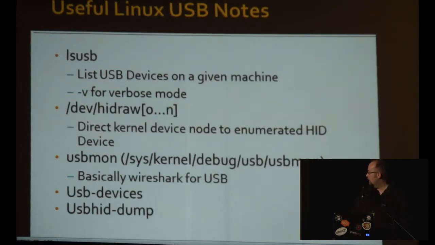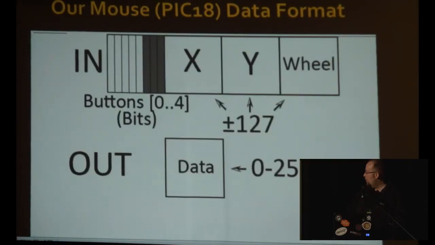The nice thing about this is the data stream that results from the direct kernel, the direct enumerated output from the HID device. So basically, once this part here has been enumerated, the data that comes out of this will follow this format.